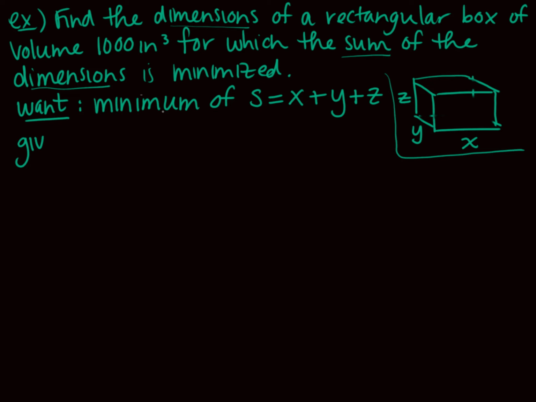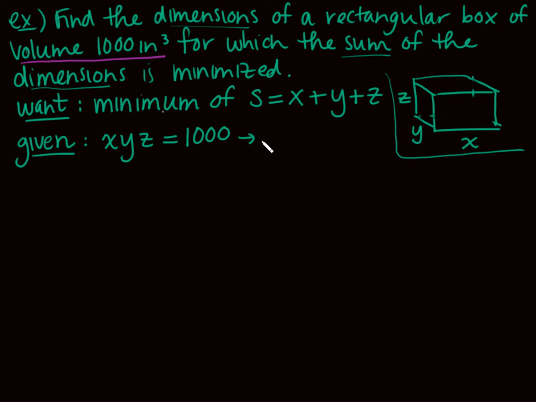So I'm going to state my given here. What else has been given to us? There has to be a way to relate these variables. And what they tell us is this information that the volume is 1,000 cubic inches. So that's what I need to use. Remember, volume of a box is just length times width times height. And that's what I have right here. So I'm given that xyz is 1,000. And that's how I'm going to relate the variables.